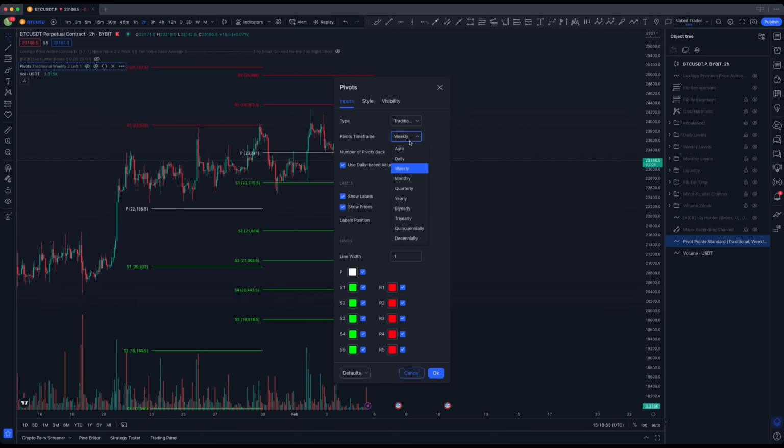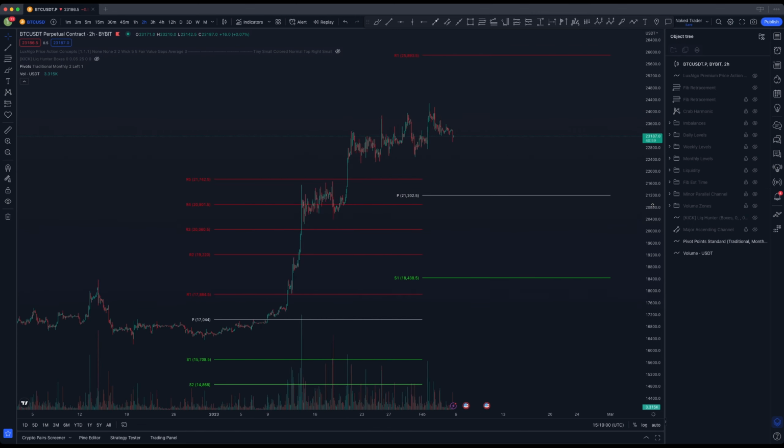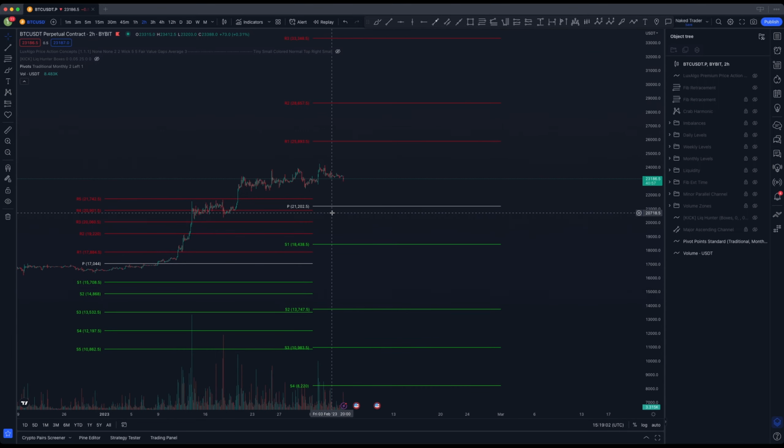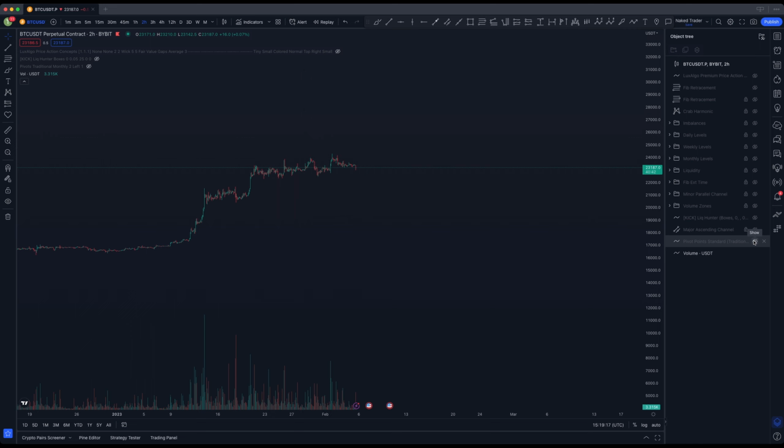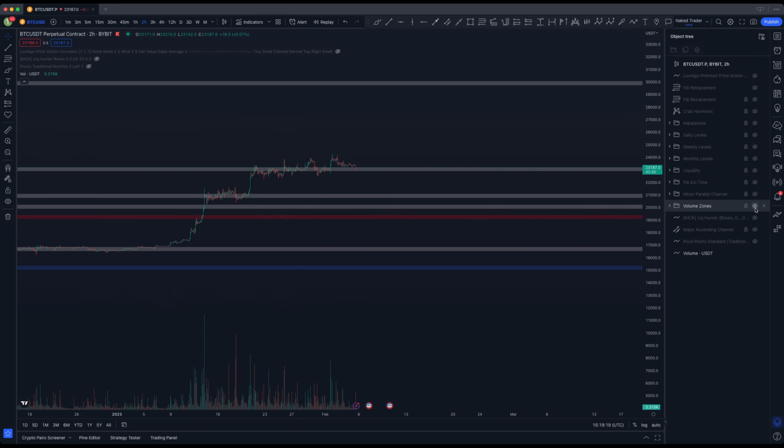I just want to check the monthly. On the monthly, again, we haven't come down to the pivot point yet, so the pivot is at 21,200. There's some nice confluence for you right there, guys. So again, another interesting area why we think we can start to see a move back down to this area here. And then just lastly, before I go, I want to look at my volume zone.